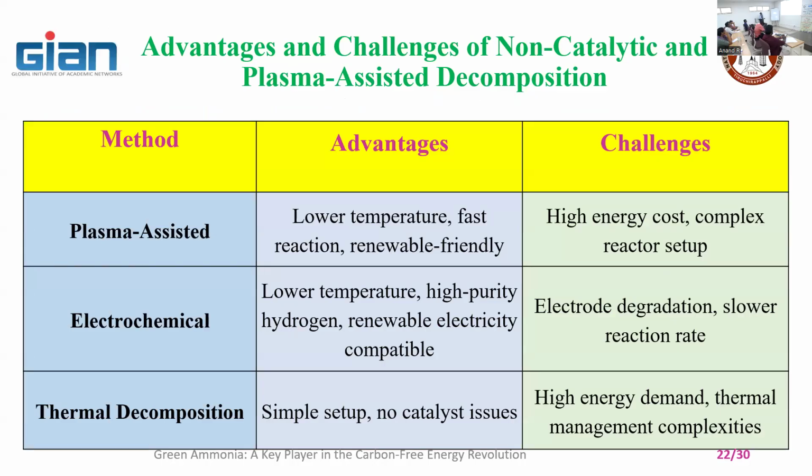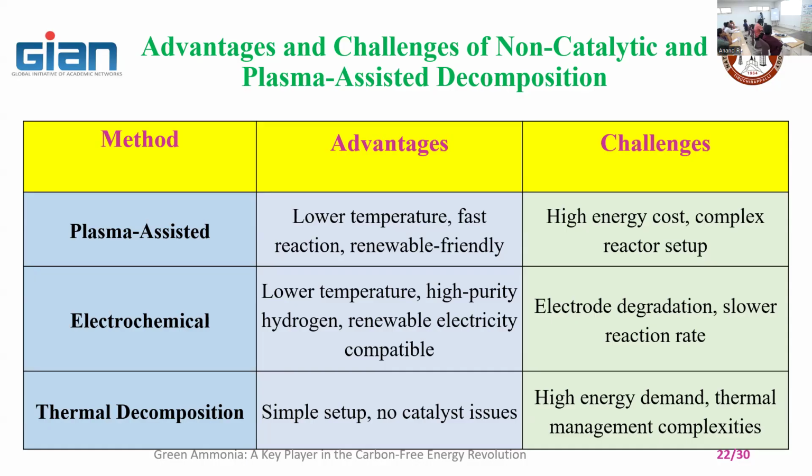Advantages and challenges of plasma and electrochemical decomposition. Plasma system advantages: low temperature, fast reaction, renewable friendly. Challenges: high energy needs, complex reactor setup. Electrochemical method advantages: lower temperature, and high purity hydrogen can be extracted from ammonia. Renewable electricity can be converted.